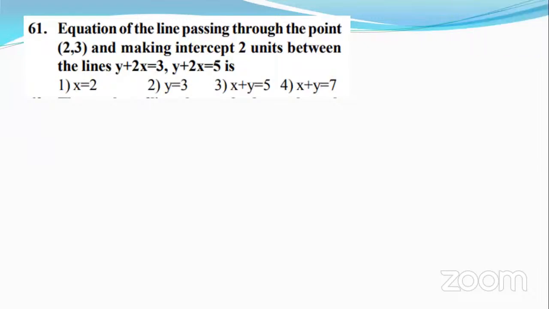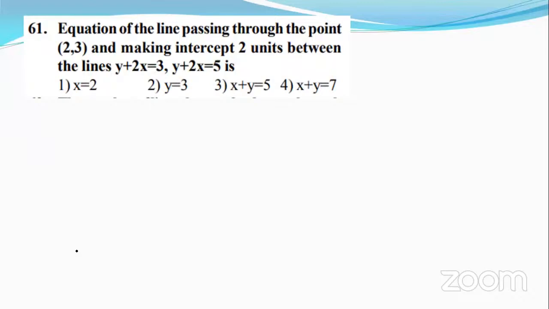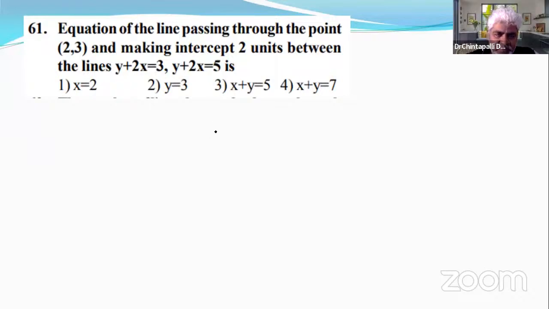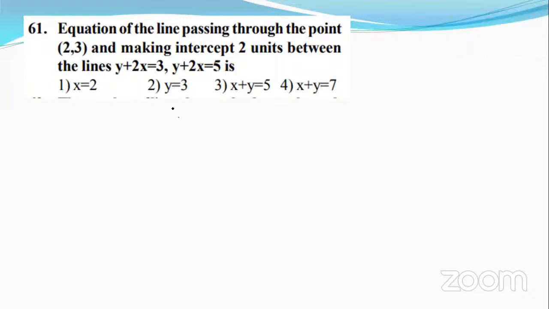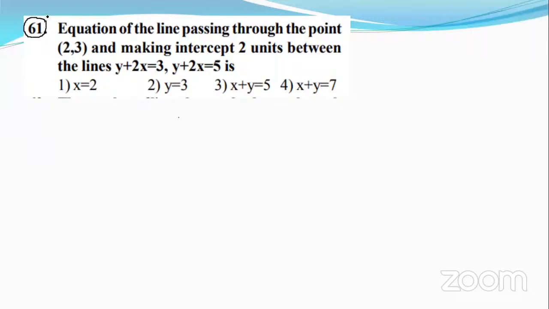Equation of the line passing through the point (2, 3), making intercept two units between the lines. First of all, let us draw these two parallel lines. It needs symmetric form. We need to discuss some concepts. Is it option 2, y equals 3? Making intercept 2 units between the lines.